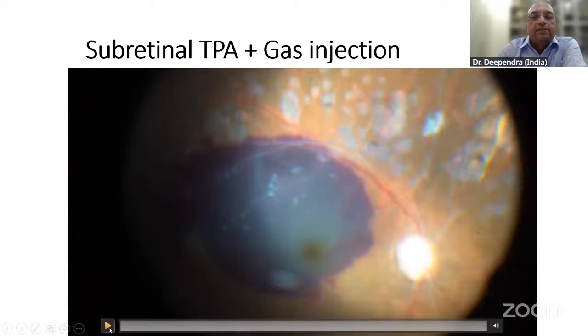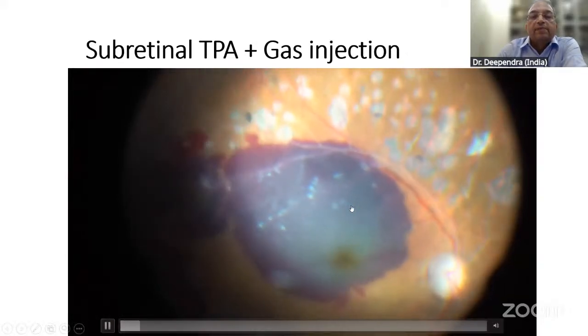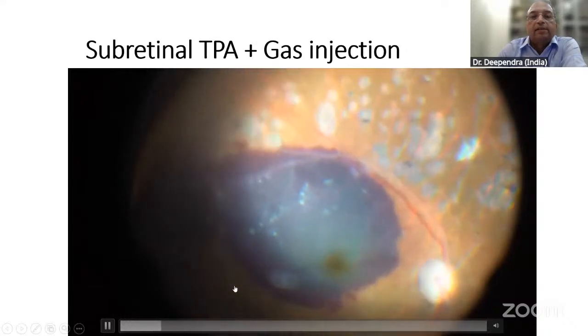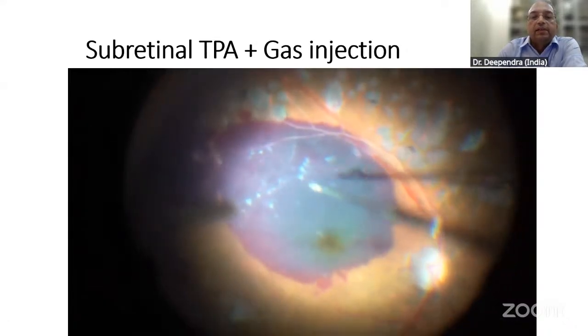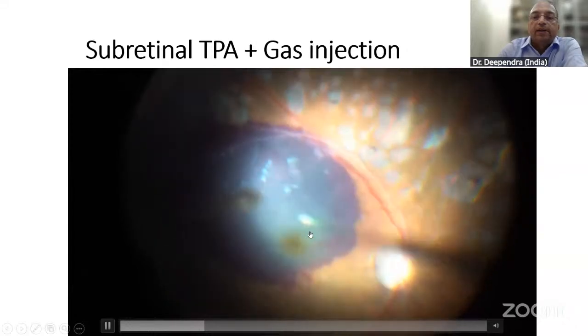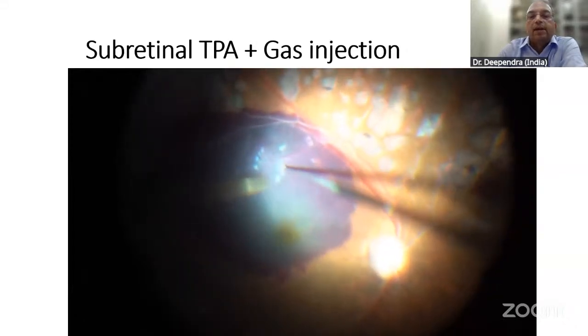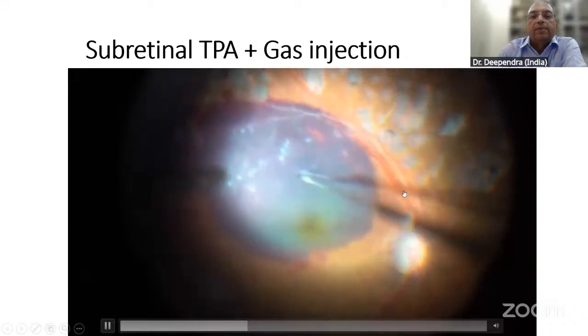And this patient was actually having submacular hemorrhage in a PDR eye, and he was on dialysis. He was operated on, a vitrectomized eye long back, and then he landed up with this submacular hemorrhage.